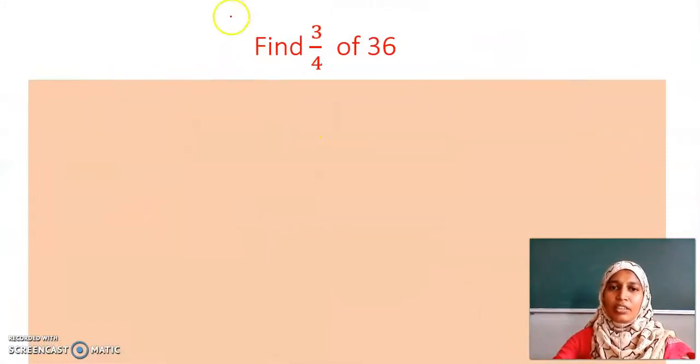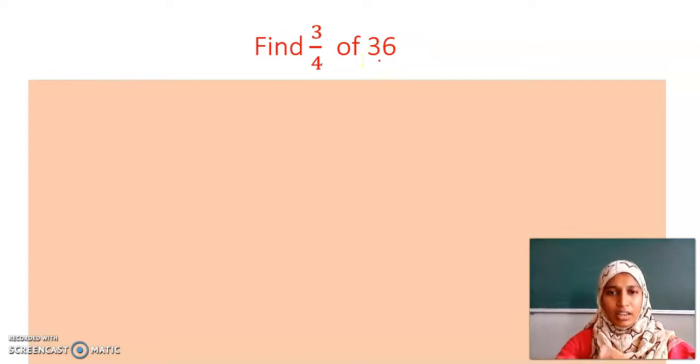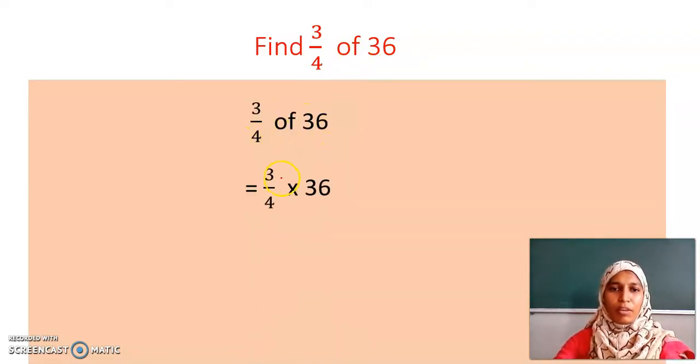Now the next example is: find 3 by 4 of 36. This 36 can be the number of students in a class, or the amount you have in your pocket, or some quantity of rice. It can be anything. This 3 by 4 is a fraction. How to find 3/4 of 36? Just now we learned "of" stands for multiplication. So I can write 3 by 4 as it is, "of" is replaced by the multiplication symbol, and 36 as it is.